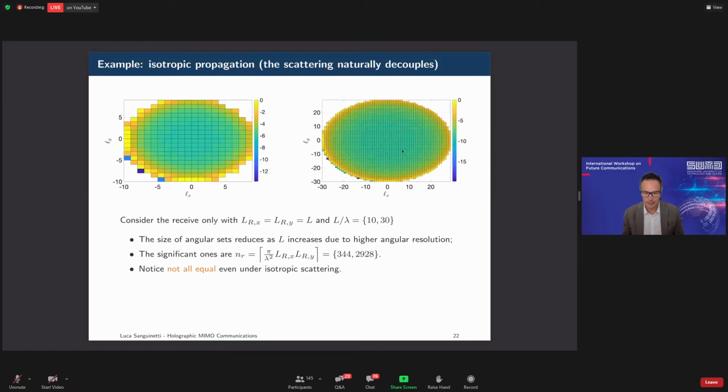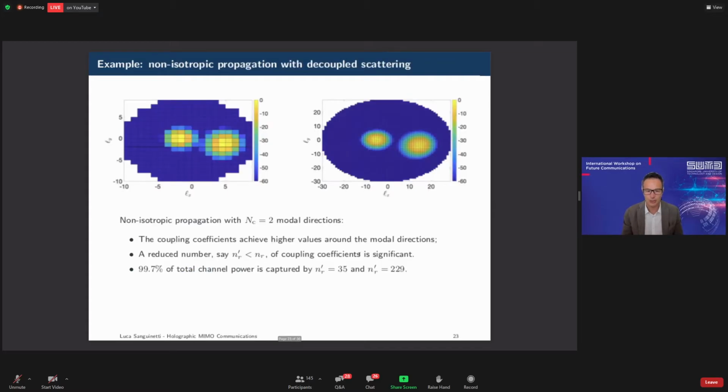The reason why the number of angular sets increases as you increase the size of the array is because you are basically increasing the size of the array compared to the wavelength. So you're increasing the spatial resolution of the array. So in this case, we have more than 300 degrees of freedom. In this case, we have approximately 3,000 degrees of freedom in the system that can be exploited.